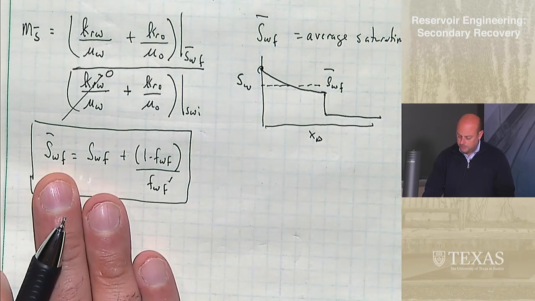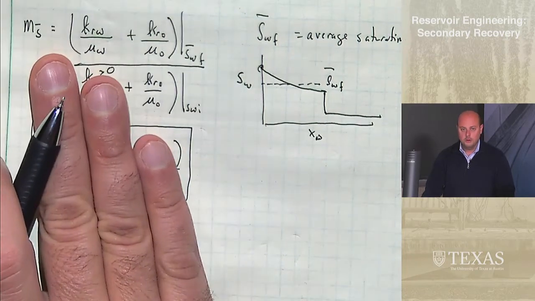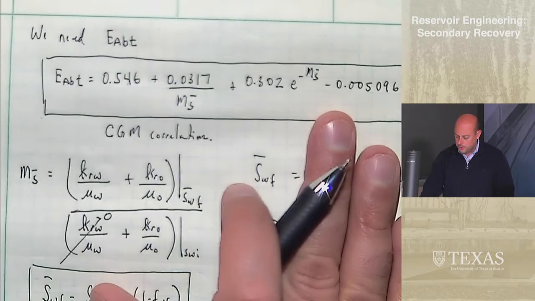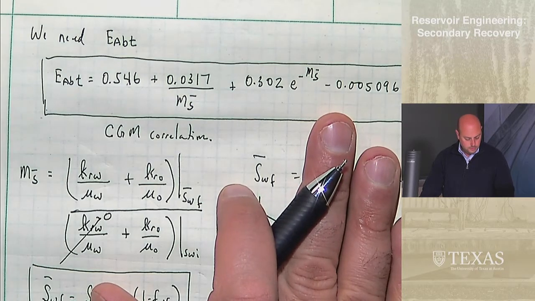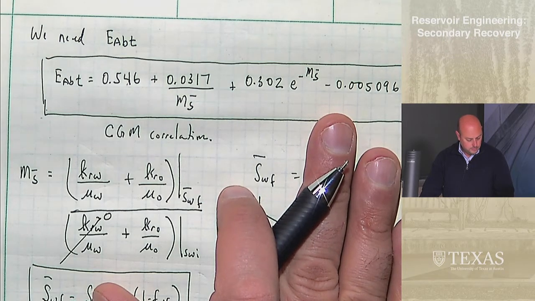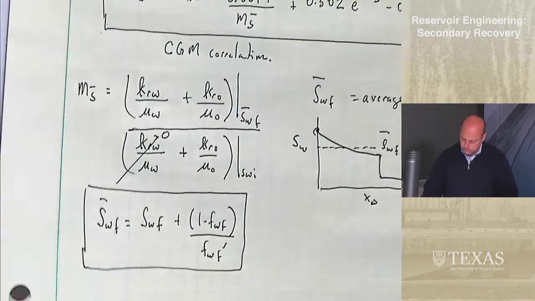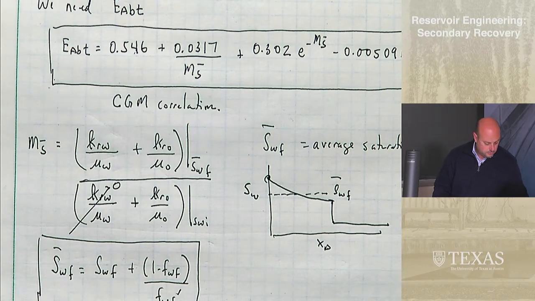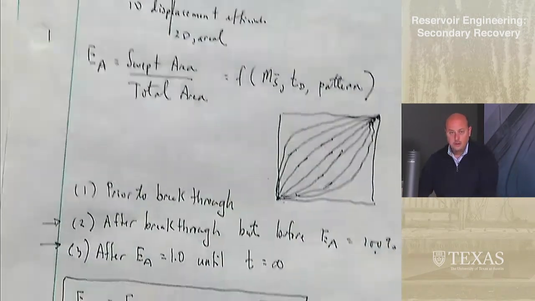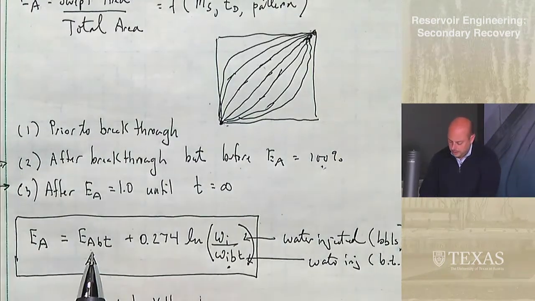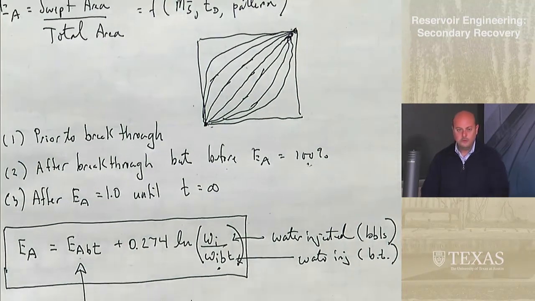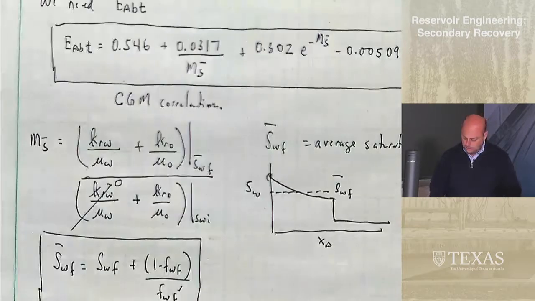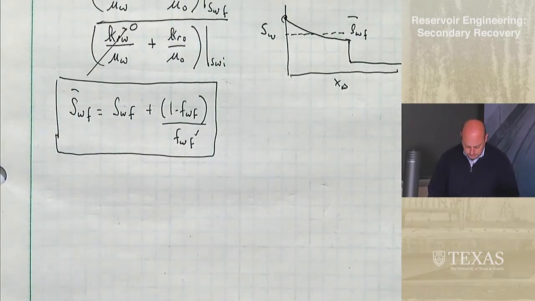So once you get SWF bar, calculate your mobility ratio, plug your mobility ratio in to get your areal sweep efficiency at breakthrough, and then we could go over to here, and we plug that into there. Now we still need one more thing, which is the water injected at breakthrough. So let's figure out how to calculate that.